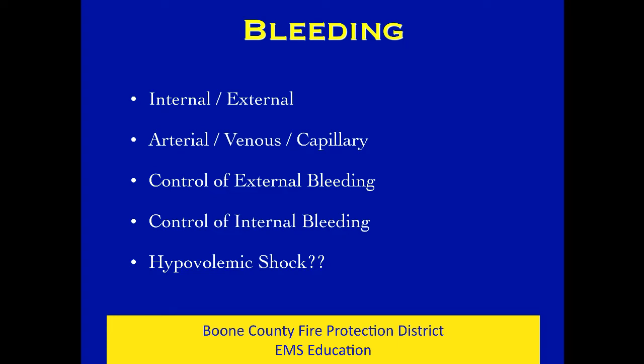Certainly the arterial source would be much higher in volume and higher in pressure, harder to control. And again, control of external bleeding really focuses on direct pressure, followed by promptly moving to the use of a tourniquet. Internal bleeding mostly done in the hospital in a surgical setting.